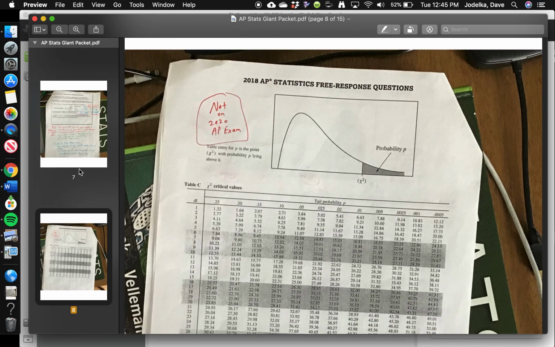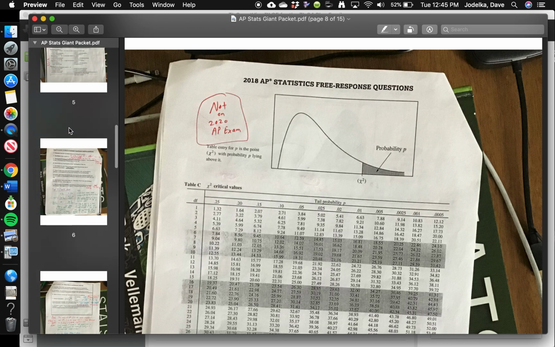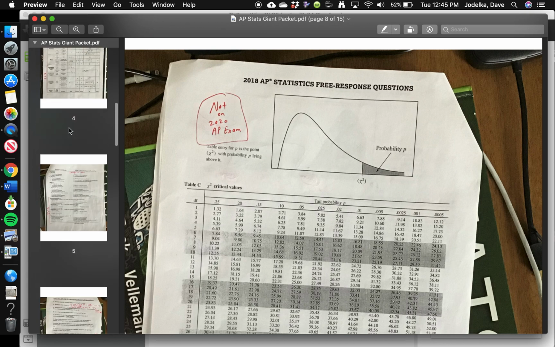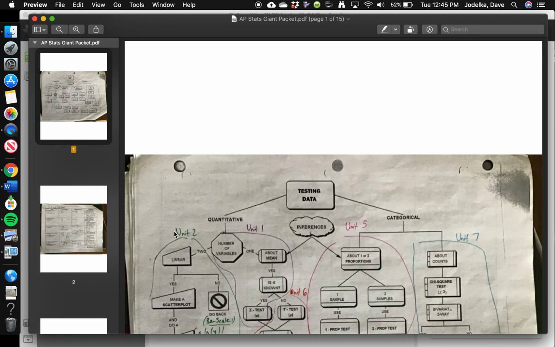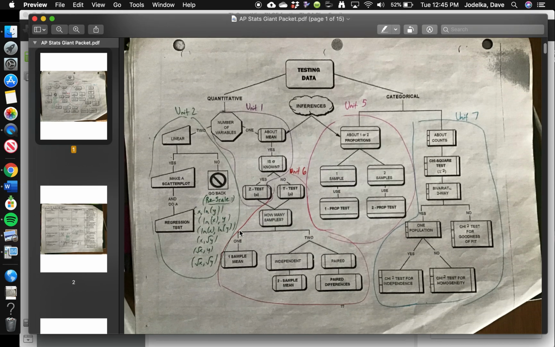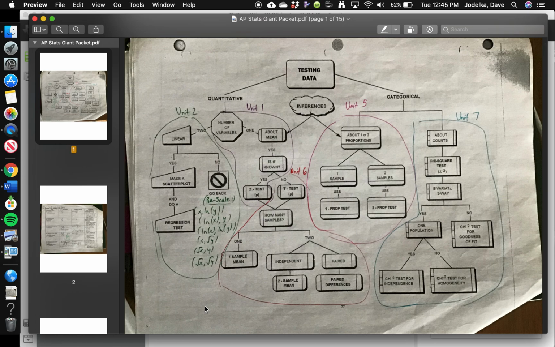So then we get into this stuff. What is all of this? So those back pages, I'm going to take you actually to the very last page. So this very last page, what I've done here, and you can pause this and kind of take a peek, I've organized this flowchart by unit, because this is basically what AP Stats is in a nutshell.